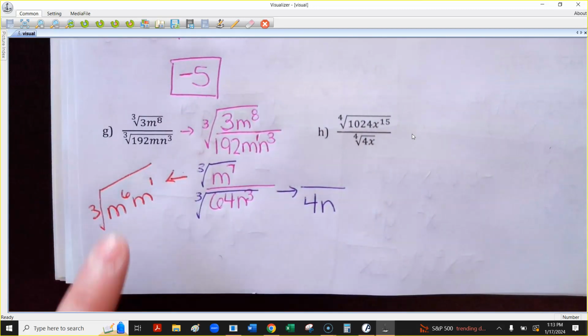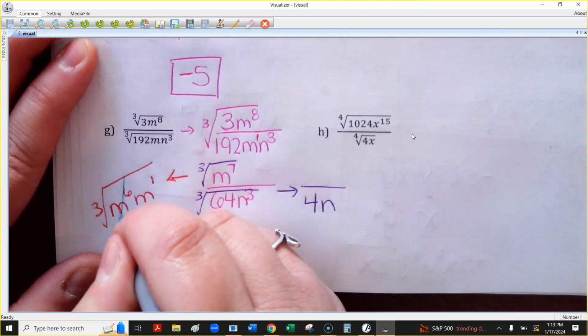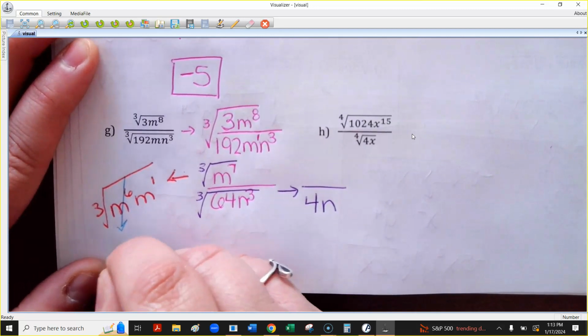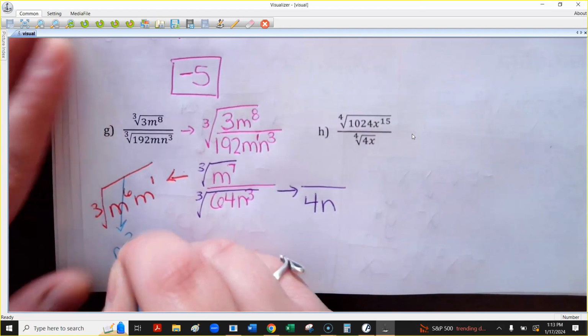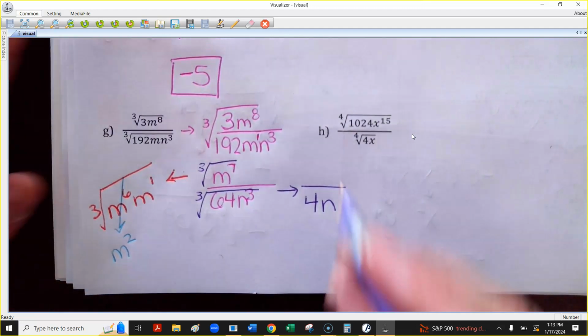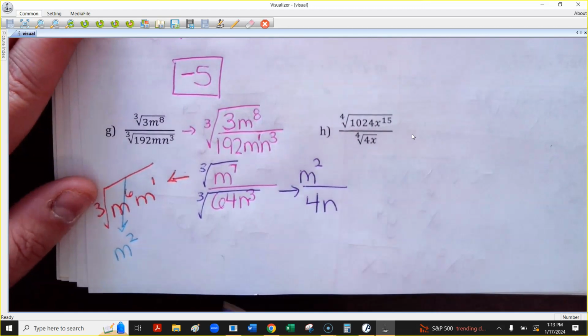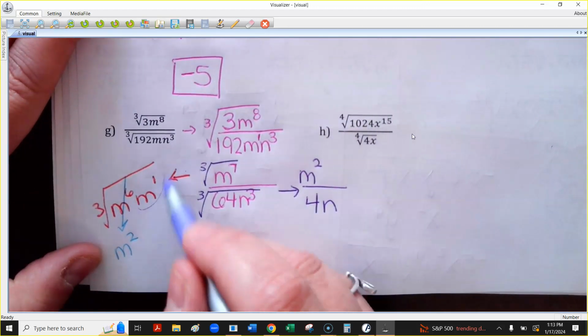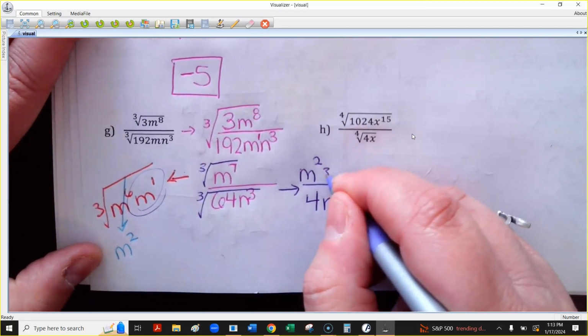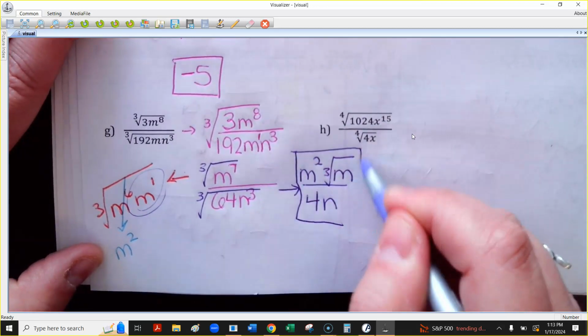Now, under a cube root, I can remove any perfect cubes. So that's why I picked 6 to be my exponent, because that was the biggest number I could get out of 7 that would be divisible by 3. That first little piece there, we can remove from the cube root, it would be m squared. So 6 divided by 3. So on the top of the fraction here, we'd have an m squared, and then still under the cube root, we would just have this 1 m left over. So it looks a little garbagey, but that is going to be my answer for that question.